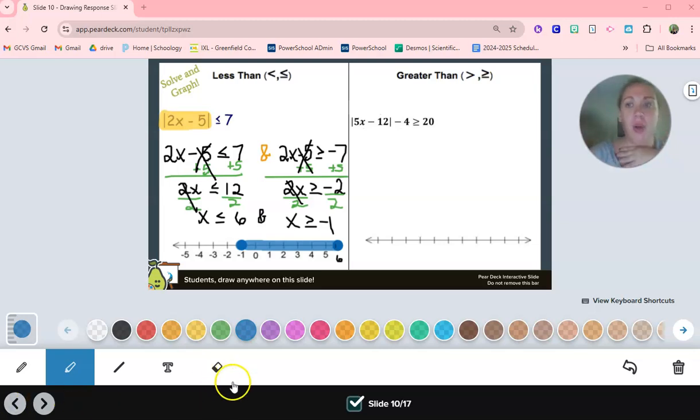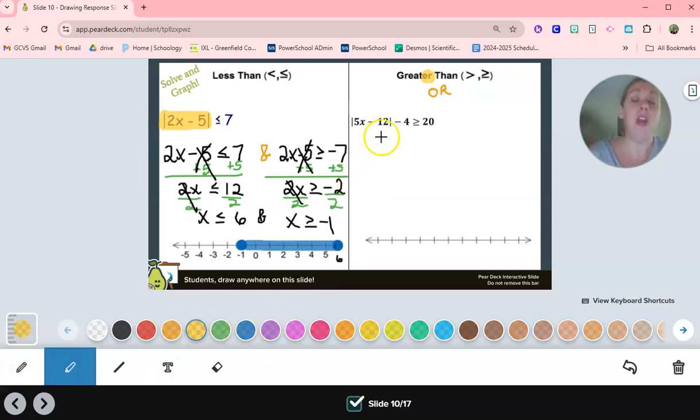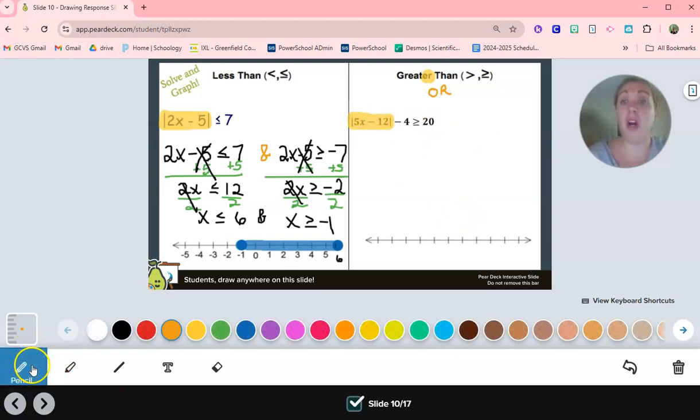All right, so we're going to look at part 2 of the Peardeck. So we did this problem on the left, we're starting on the right here, and this is a greater than problem, so it's greater, so we know that our word in between is going to be the word or. Now, before we make our two inequalities, we have to get this absolute value bar alone.